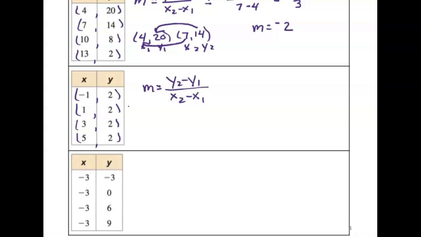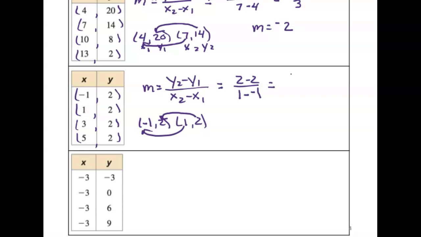I'm going to pick 2 of these points. Again, it does not matter which ones. I'm going to go ahead and just pick the top 2. So I have negative 1, 2, and I have 1, 2. I'm going to start with y2 and go to y1. Make sure when you draw these arrows, you're going the same direction. So y2 minus y1 would be 2 minus 2. x2 minus x1, well, that would be 1 minus, that's the subtraction, and this is a negative 1. 1 minus negative 1. Be careful when you have negatives.